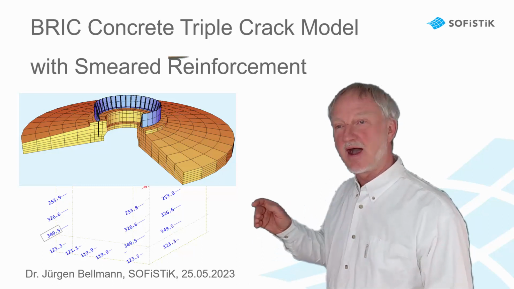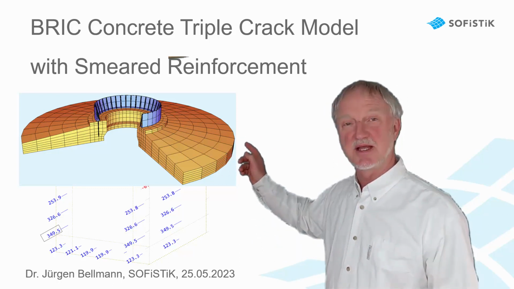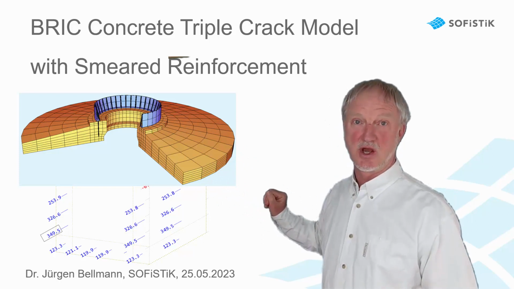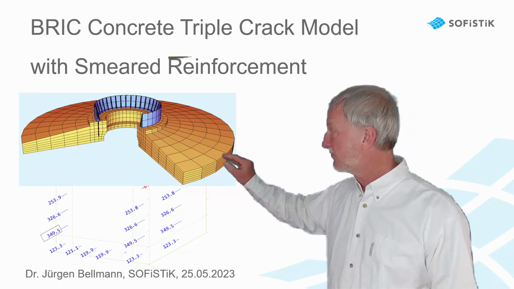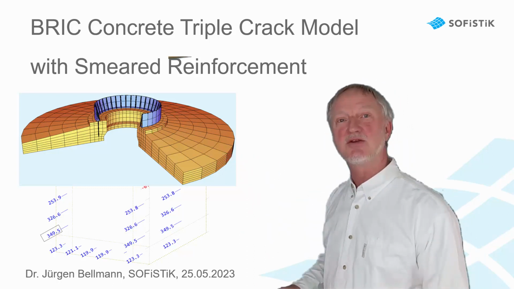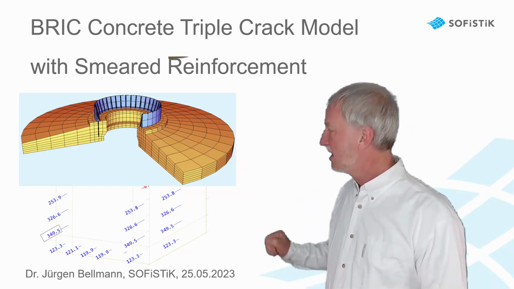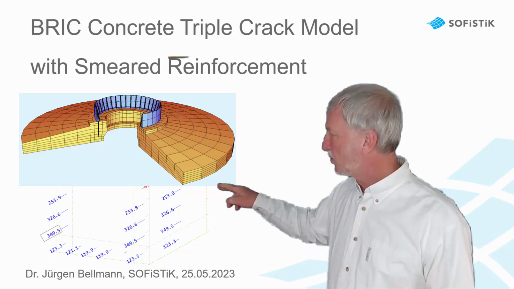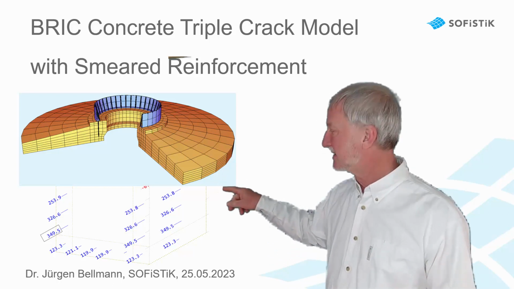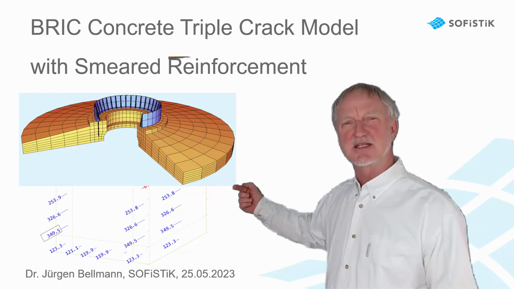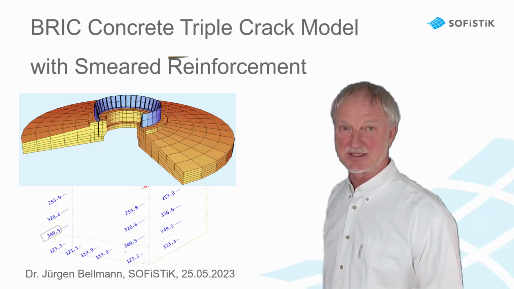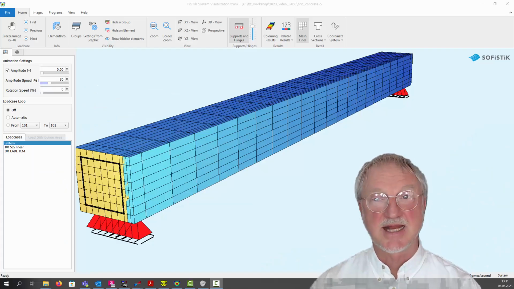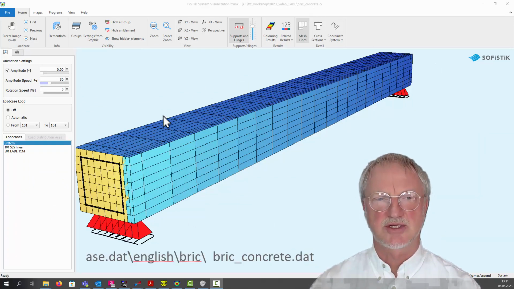We can define a smeared reinforcement in our brick elements. Of course, we can also use standard beam elements, but the smeared reinforcement can also take into account the tension stiffening effect. Here on the bottom we see the results of this smeared reinforcement, the stress in the reinforcement in the individual brick elements. But let's start with our first single span example, brick concrete.